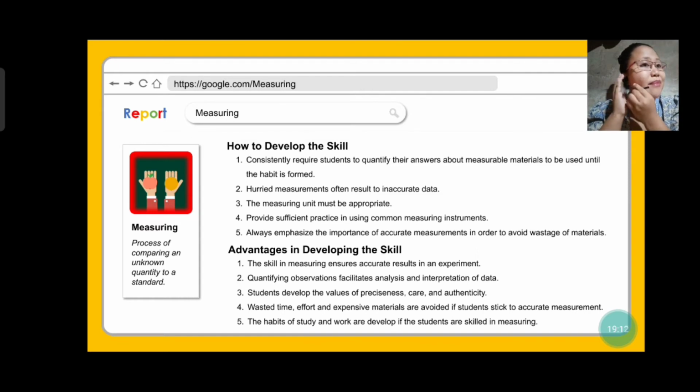So, the time management. They can now make a time management, so they know how to measure how much time I will spend on this activity, how much time for playing, how much time for studying, for example, so that they can now balance their study and their work if they really develop the skill of measuring.